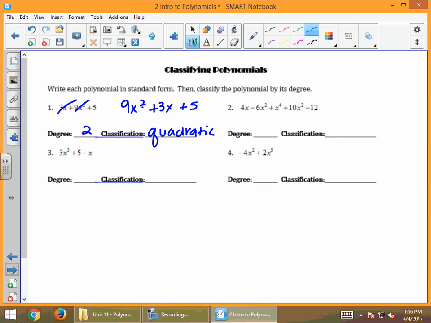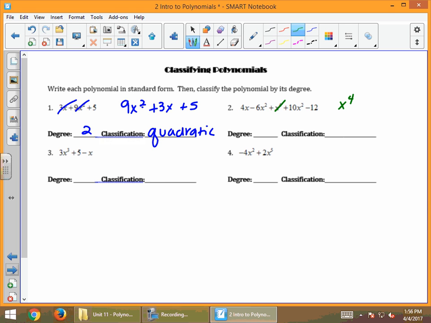And number 2, we're going to arrange these in standard form. Again, biggest exponent to smallest exponent. Which is the bigger exponent? X to the 4th. So that's going to go first. I'm going to cross it out. 4 is the biggest exponent. What's the next biggest exponent? 10x squared. But isn't there another x squared? It's negative 6. Yes, but what did they say about coefficients? Do they take part in the order?